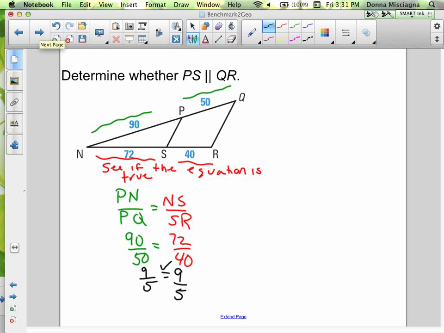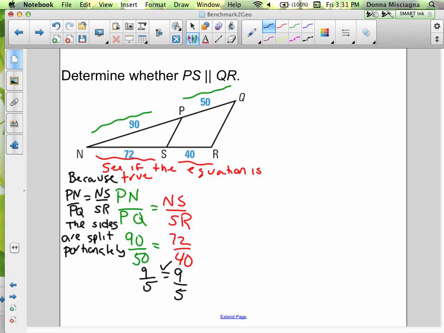So let's write that. Because PN to PQ equals NS to SR, the sides are split proportionately, and PS is parallel to QR using the converse of the side splitter theorem.